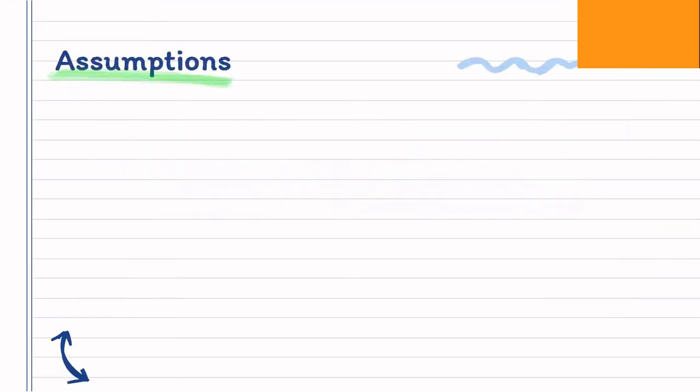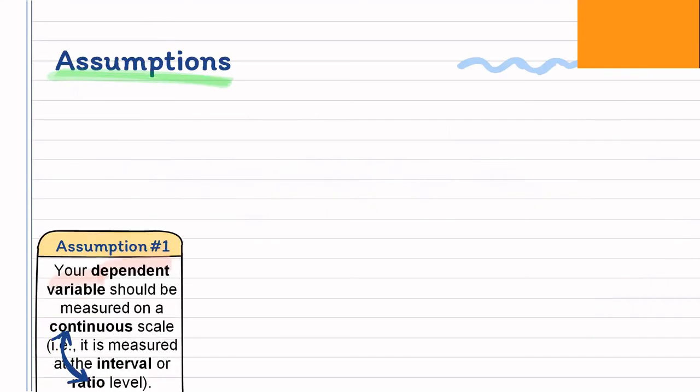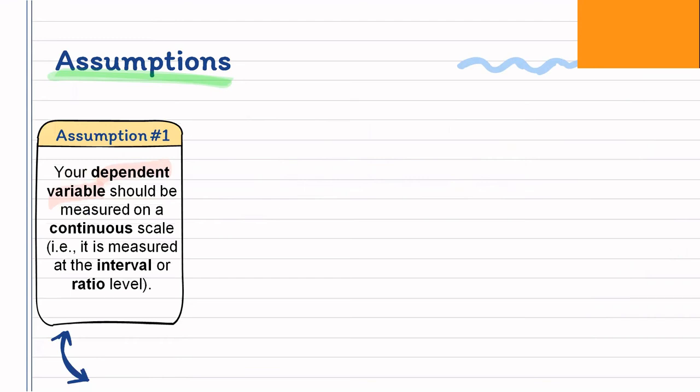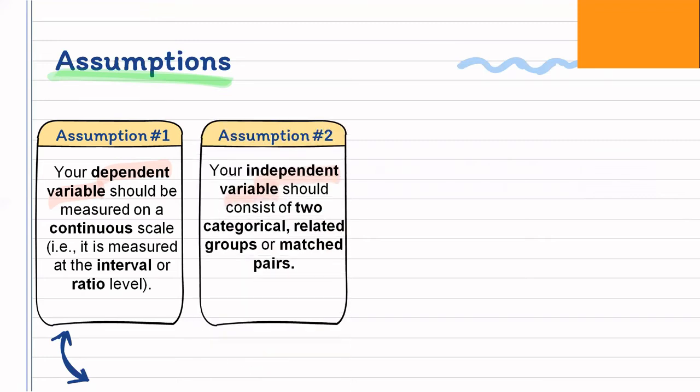Now, let's look at the assumptions for the dependent t-test using SPSS Statistics. The first assumption is that your dependent variable should be measured on a continuous scale. That is, it is measured at the interval or ratio level, just like the independent t-test. Examples of variables that meet this criterion include revision time, which is measured in hours, intelligence, exam performance, weight, and so forth. Another assumption is that your independent variable should consist of two categorical related groups or matched pairs.